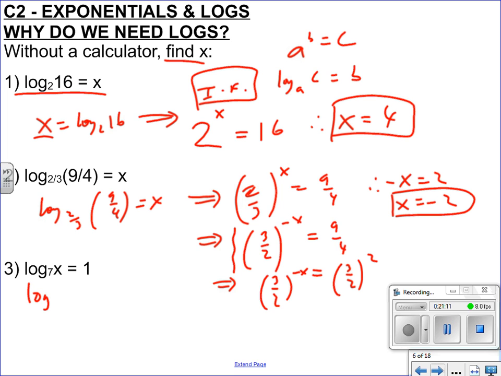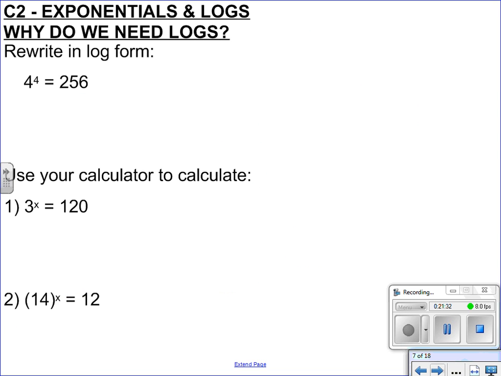Here though, I've got log base 7 of x is 1. So if I whack this in index form, base, power equals result, right? So therefore, x must be 7. And last few then. So 4 to the power of 4 is 256. It says rewrite this in log form. So log, base is 4, result is 256, power is 4. There you go, log form.